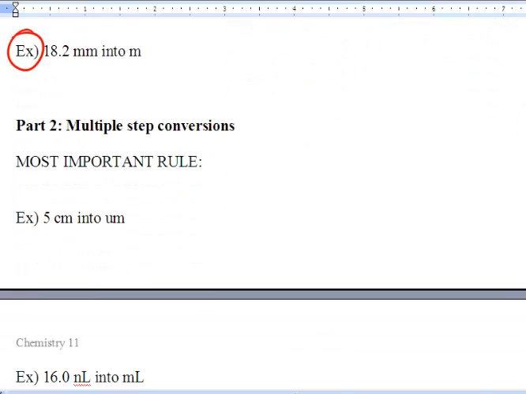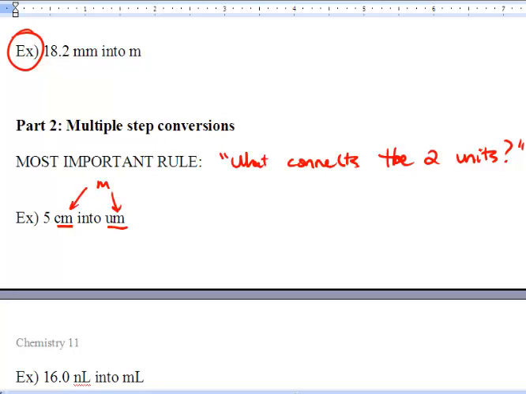Now, we're going to do some multi-step conversions. The most important rule is we have to ask ourselves what connects the two units. So here we've got centimeters and micrometers. Well, meters connect. So what we're going to do is we're going to go through meters. This is why this is multi-step.